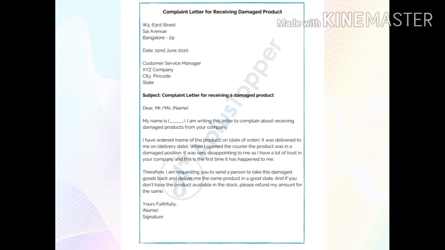Here we have got a complaint letter for receiving a damaged product. I want you to focus on the conclusion part over here. Here in the conclusion part they say that I am requesting you to send a person to take this damaged goods back and deliver me the same product in good state. So replacement. They have asked for a replacement, or if you don't have the product, you can refund the money. So that is also one solution, getting the refund. If you don't want it to get replaced, you can ask for a refund of the money.